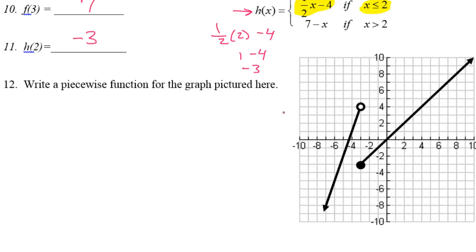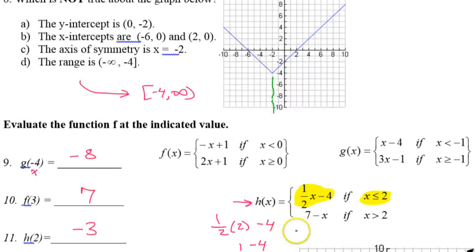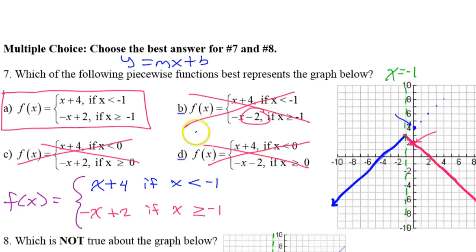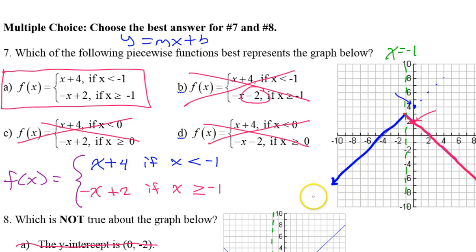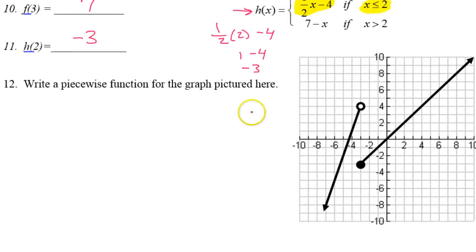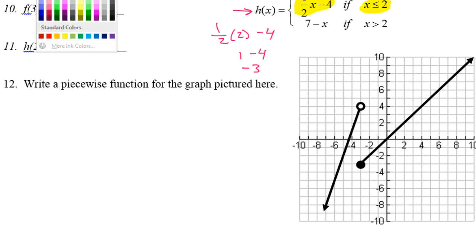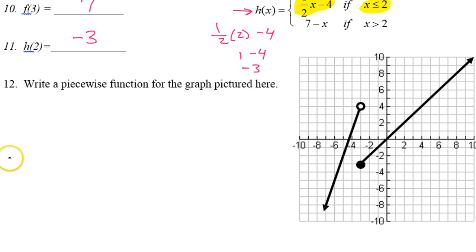And last question, let's write a piecewise function for this graph that's pictured here. This is going to be almost the same thing that we did right at the beginning when we did problem number 7. Okay, so we're going to start off with our f of x and our brace.